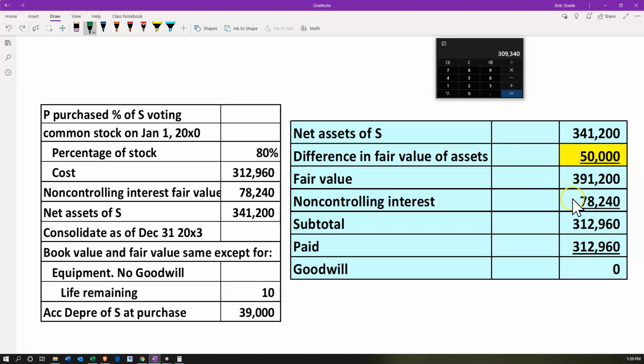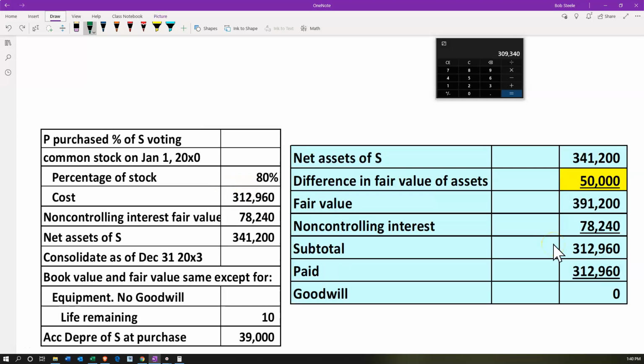Then the non-controlling interest they gave us, so that's the non-controlling interest. And then normally, if we would subtract these two, we would get what we would think would be the controlling interest, compare that to the amount that was paid, which was the 312,950, and that would give us the Goodwill.